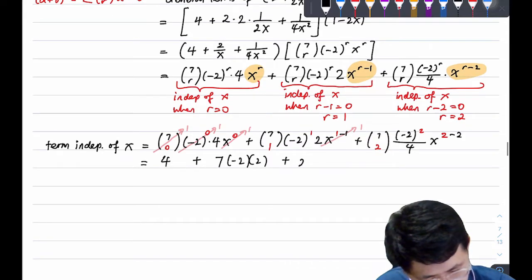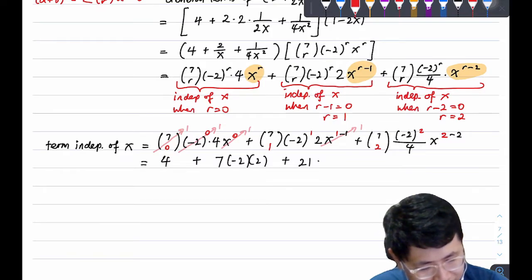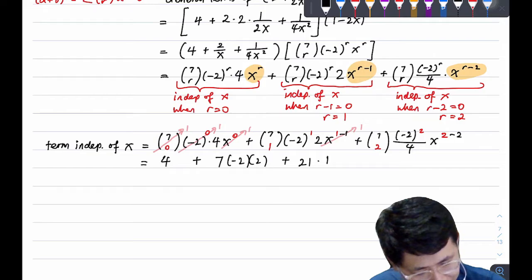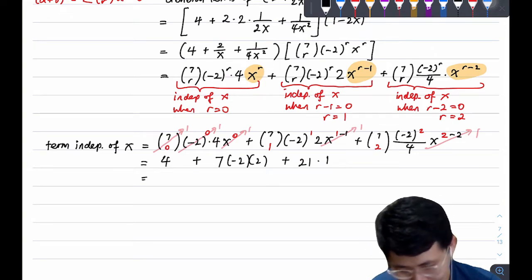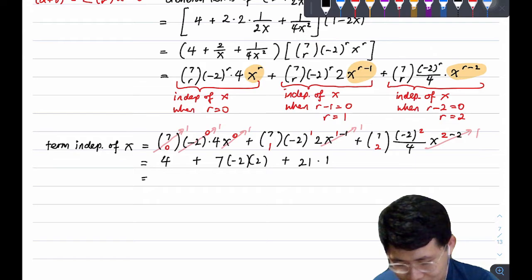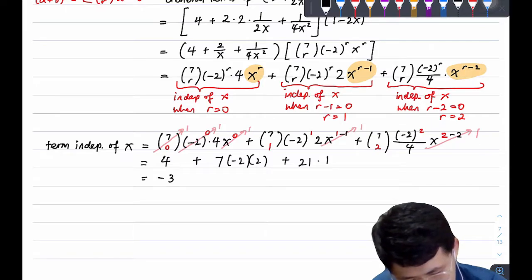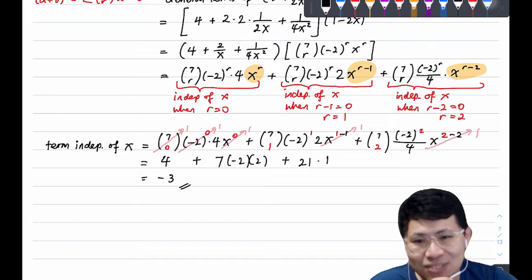7 choose 2 is 21, times negative 2 squared, so this is going to be 4 over 4, so this is 1. And over here, I have an x to the power of 0, so this is just 1. Okay, so let's add all of this together: 4 plus 7 times negative 2 times 2 plus 21. So this is going to be negative 3. So the term independent of x is equal to negative 3.